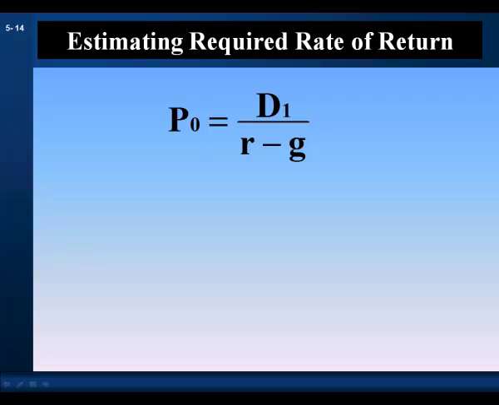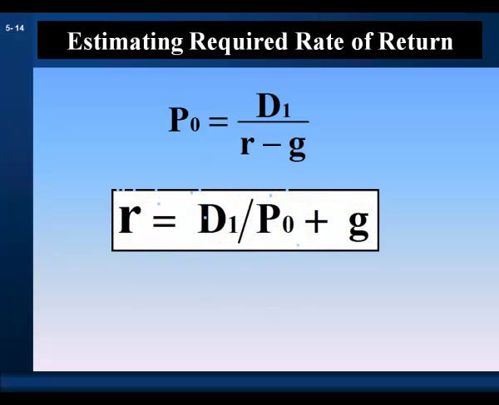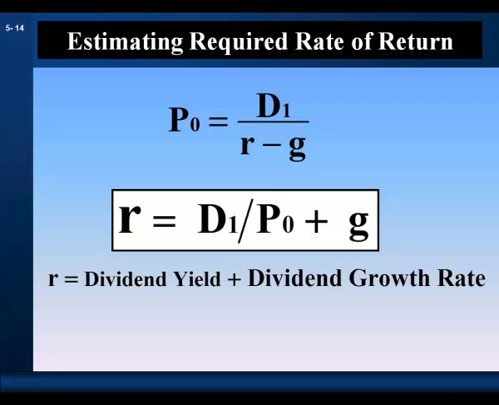Solving for the required rate of return. There are 4 variables in the Gordon growth model. Knowing 3, we could solve for the 4th. So let's solve the equation for the rate of return. The resulting equation tells us that the return on common stock has 2 component parts: the dividend yield and the dividend growth rate.